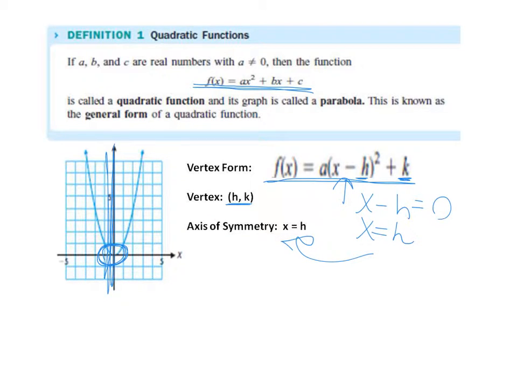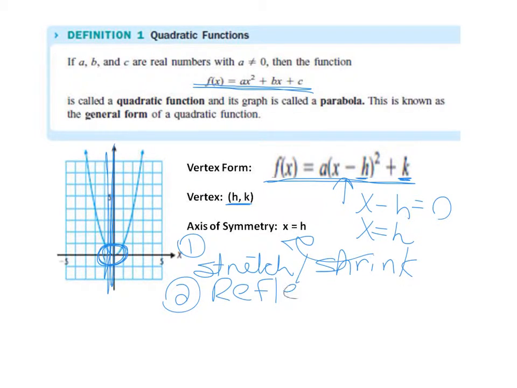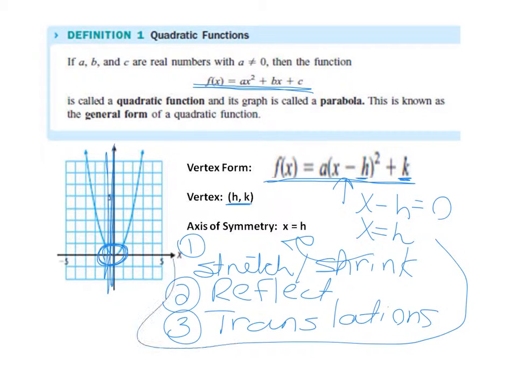Something really important to remember is whenever you're graphing, there's an order to do it. The first thing that you should do is any stretch or shrink. That's the first thing you do. The second thing you do is any reflections. And then the third thing you do is your translations, up, down, left, and right. Okay, this is important. It's going to make a difference on how your graph comes out.